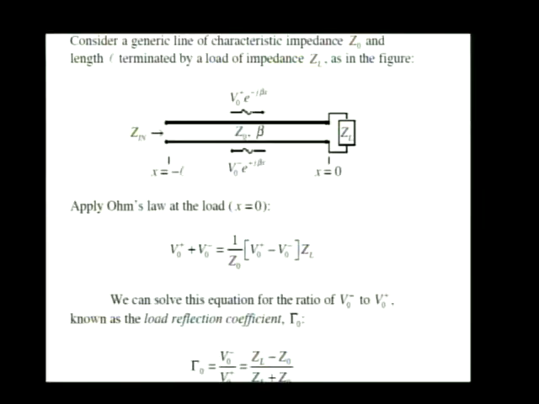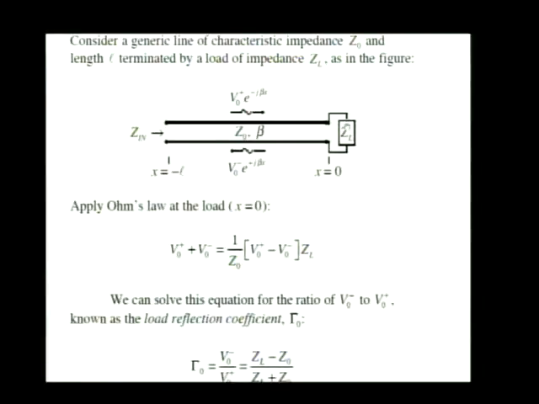If the source is producing 5 watts of power and you've got a matched load and you've got a lossless line, all 5 watts are going to be absorbed by the load.